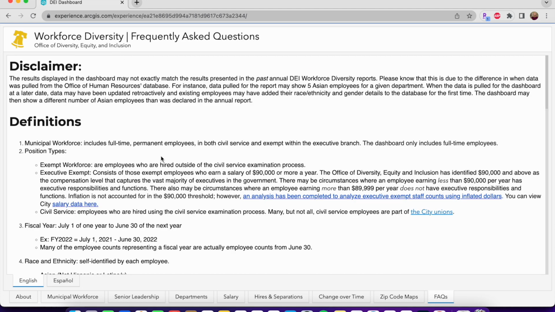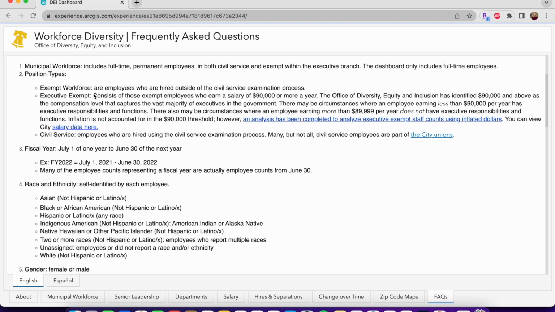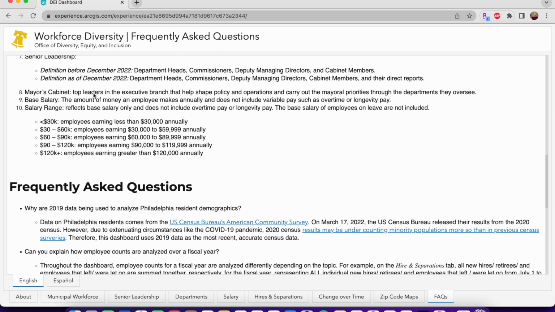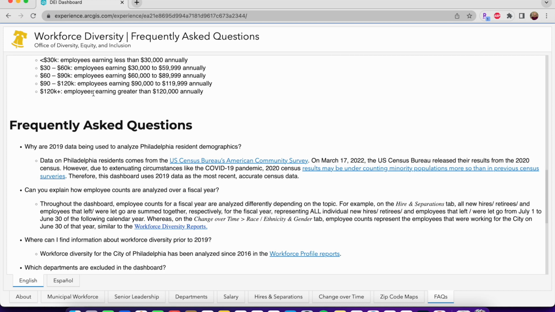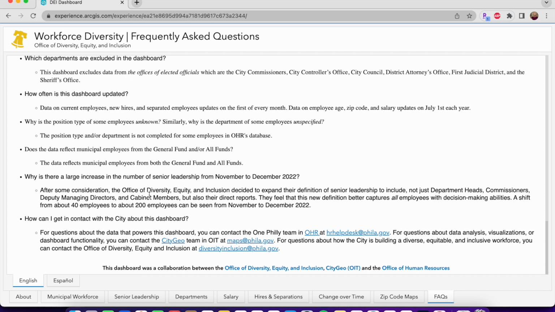Finally, we do have a FAQ section that has a disclaimer about the data. We have different definitions that will be helpful to read to understand what we are referring to when we use specific terminology. And then we have some frequently asked questions that you can read about if you have any questions about the dashboard. And then all the way here at the bottom, we do have contact information if you need to get in contact with a department at the city that helped collaborate to make this dashboard.